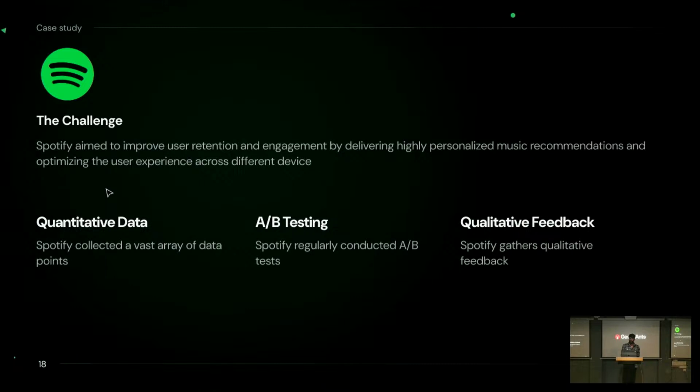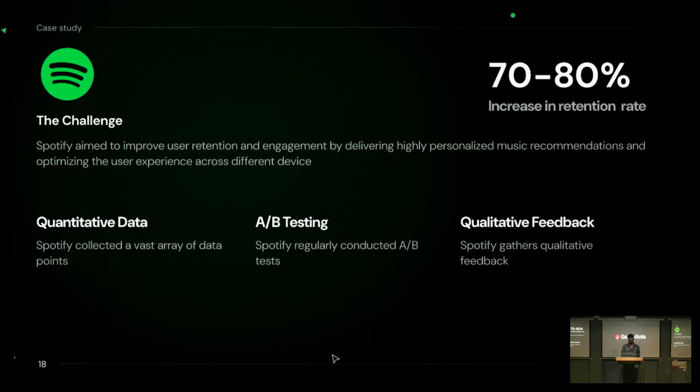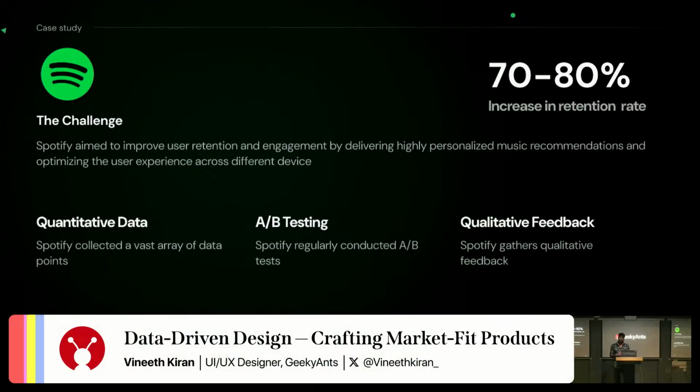Next, alongside quantitative data, they also collected a lot of feedback in the in-app application and through focus groups. What this led to is they were able to achieve features such as offline listening, because they listen to their users. After this, they were able to increase the retention rate by about 70 to 80%. They also saw about 40 million users who streamed 5 billion tracks after the release of Discover Weekly.